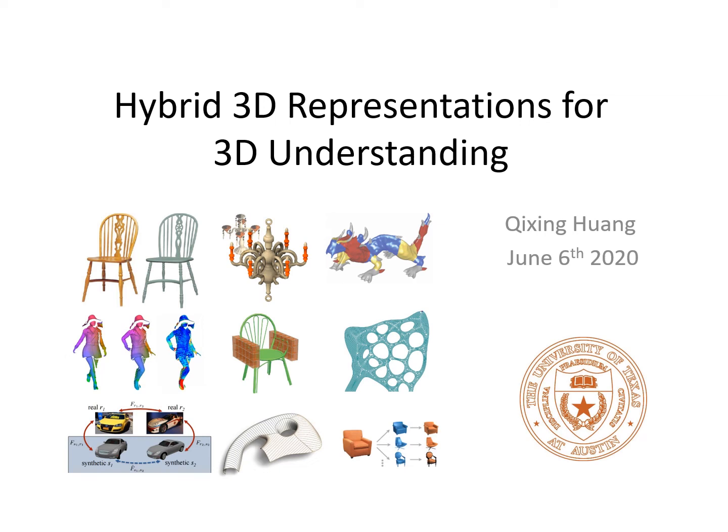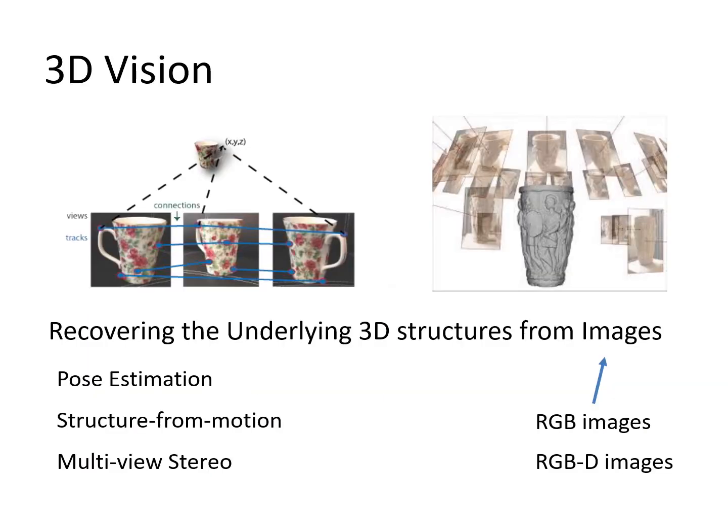Hello, I would like to present our recent works on hybrid 3D representations for 3D understanding. Every field is defined by core problems. Take the field of 3D vision, for example, where the primary goal is to recover the underlying 3D structures from RGB and RGBD images. Core problems included pose estimation, structure from motion, and multi-view stereo.